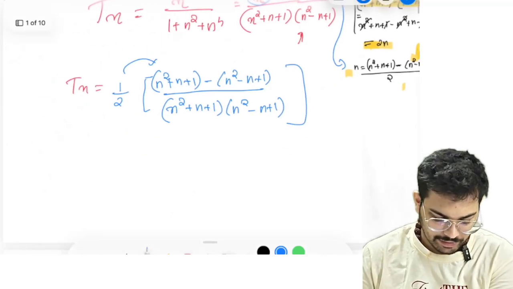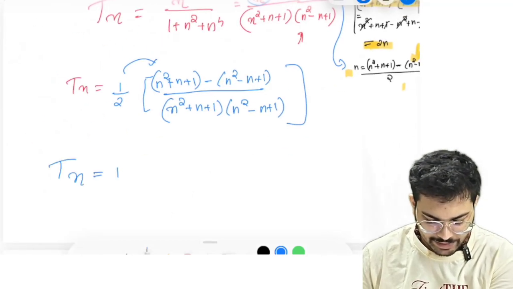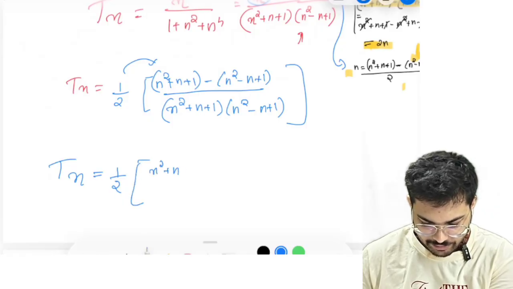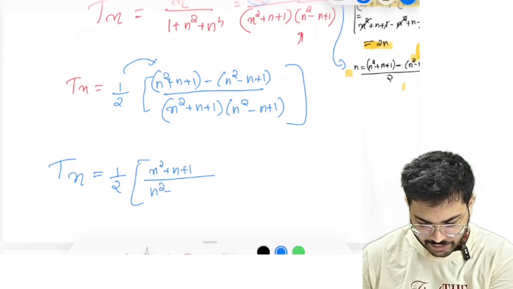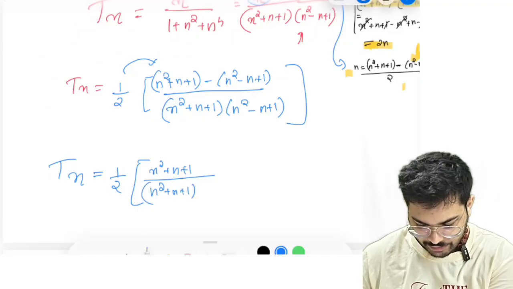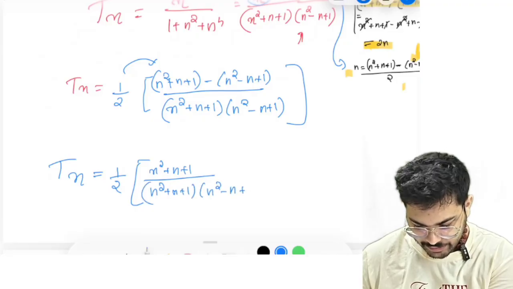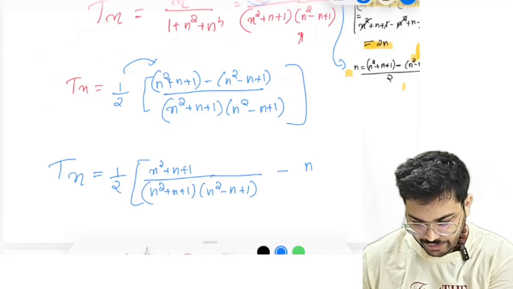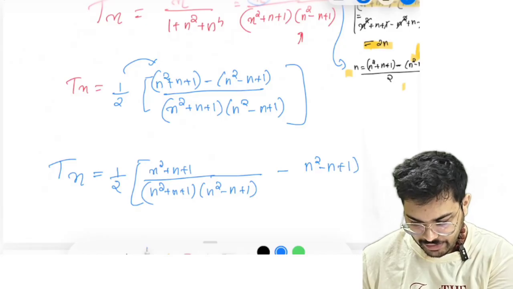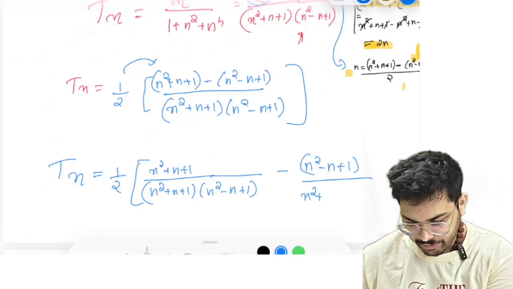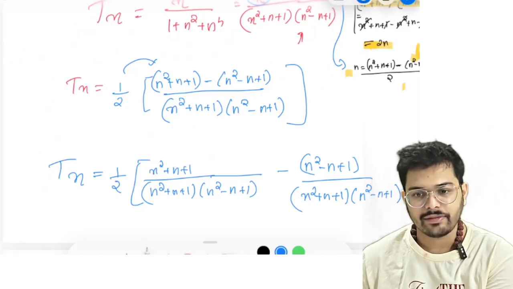Now in the next step we will be splitting it. So the nth term will be half into, when you split it, n square plus n plus 1 divided by n square plus n plus 1 into n square minus n plus 1, minus n square minus n plus 1 the whole divided by n square plus n plus 1 into n square minus n plus 1.